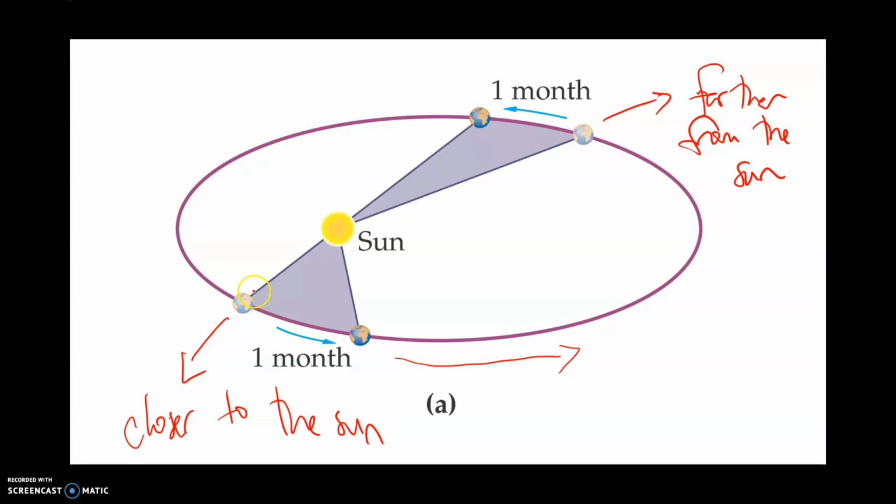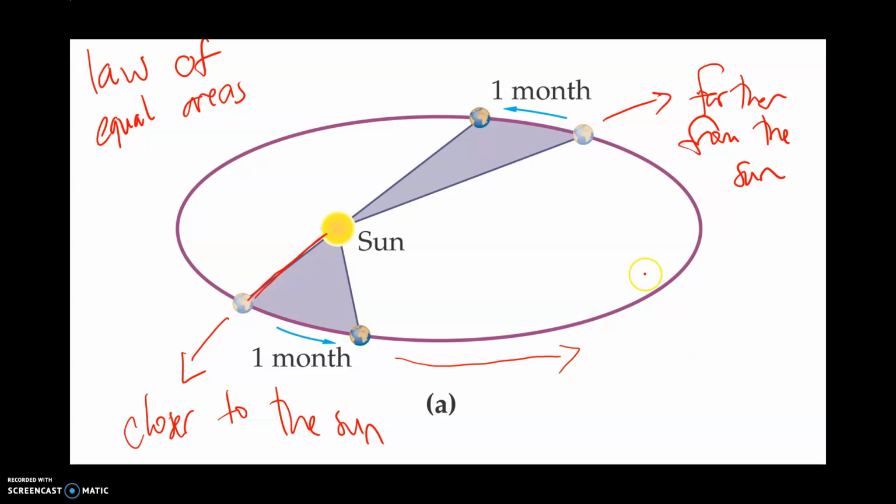So we have a line here. Now this isn't a real line. There's not an actual rope connecting the Earth to the sun, but this is an imaginary line. And that line will cover the same area in the same amount of time. This is the law of equal areas.